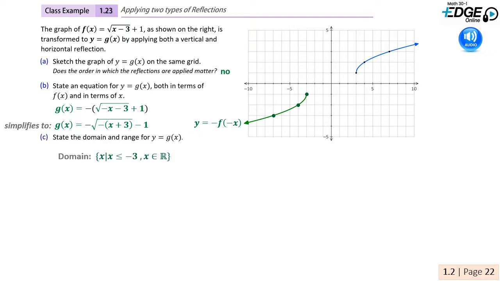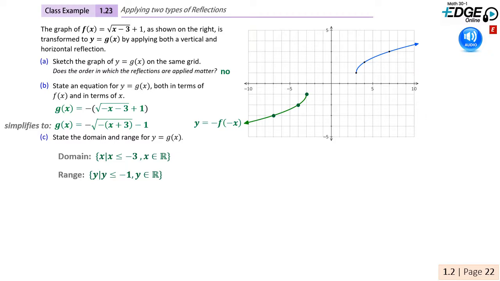So, looking at our green transformed graph, we can see that the domain is the opposite of what it was initially. It used to be all values greater than positive 3. Now that we've reflected it, it's all values less than or equal to negative 3. Similarly, our original range was all values greater than or equal to positive 1. Now that we've reflected it, it is all values less than or equal to negative 1.